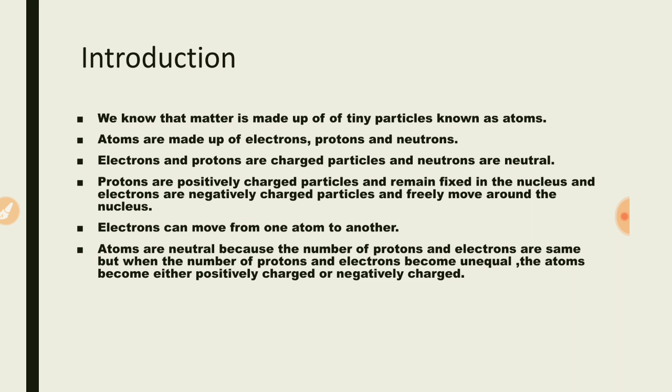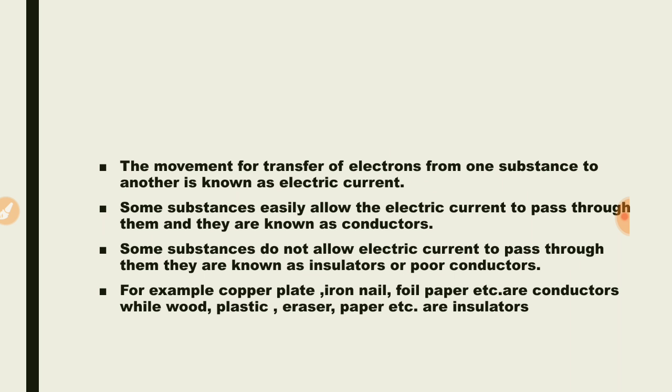But when the number of protons and electrons become unequal due to the movement of electrons, the atoms become either positively charged or negatively charged. So, the movement or transfer of electrons from one substance to another is known as electric current. So we can say that electric current is the movement or transfer of electrons from one substance to another.